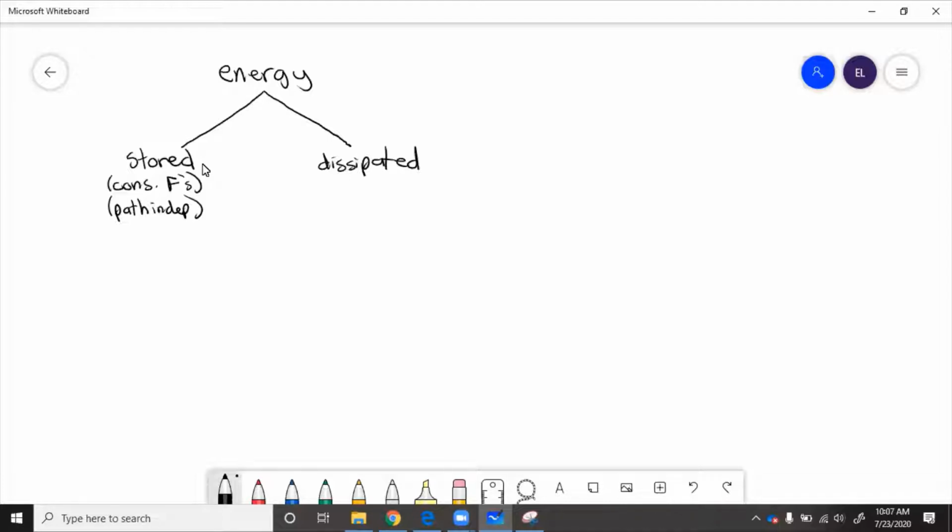So examples of this conservative energy storage: it can be done in a mass, which is kinetic energy. It can also be stored in a spring or gravity, which is potential energy. Or there can be a push or a pull, which is the conservative work.